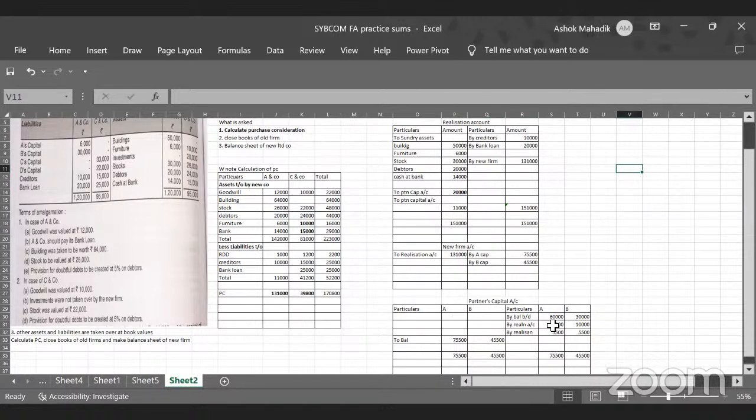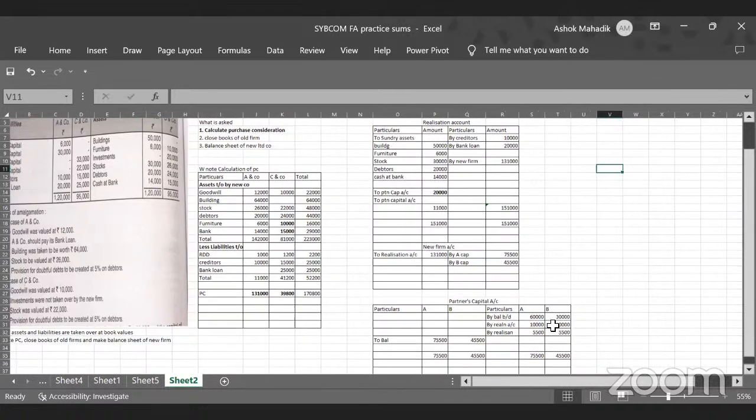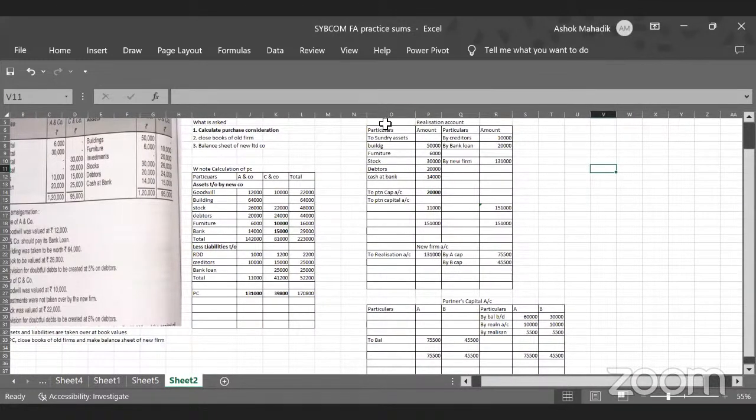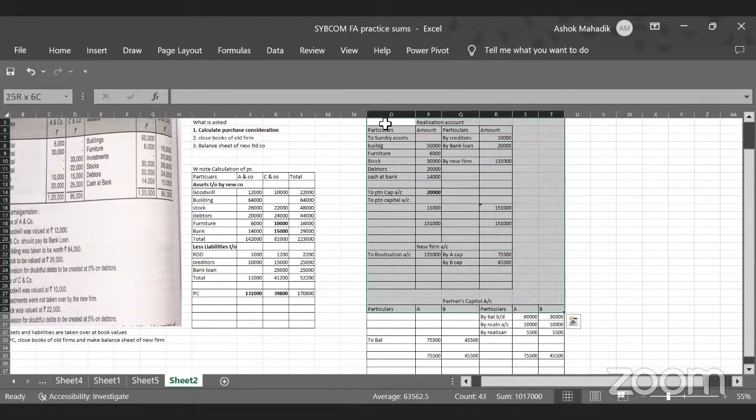We'll move on with the other firm. I'll close the books of the other firm. Something might click that time. Okay. We'll move on with the next sum, or rather, next part.